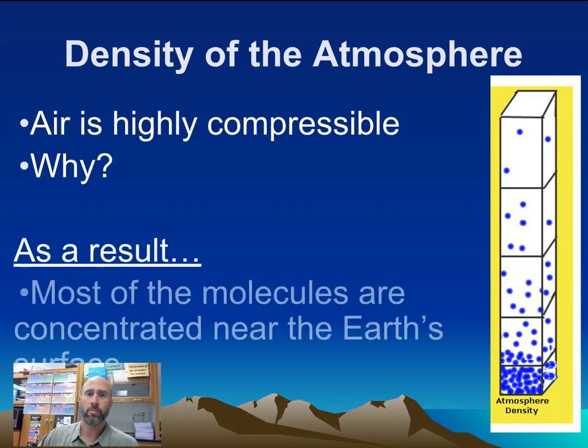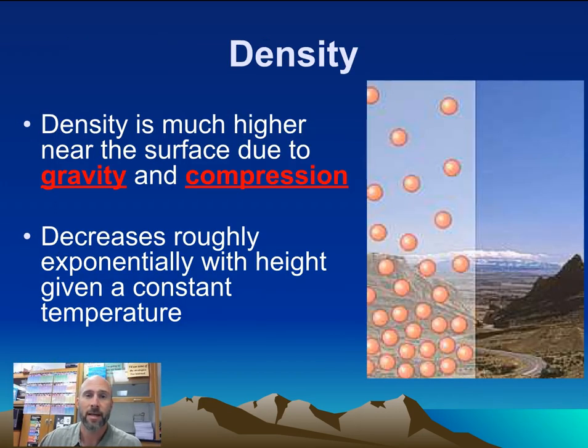Okay, so gravity pulls it down and it gets more dense near the surface. Most of those molecules are going to be hanging out down by the surface of the Earth, and we experience that as air pressure. So it gets compressed down towards the Earth, and then there is a decrease in pressure, and it's roughly exponential as you go to the top. And we'll show you a graph here in a second that'll explain that a little bit more.